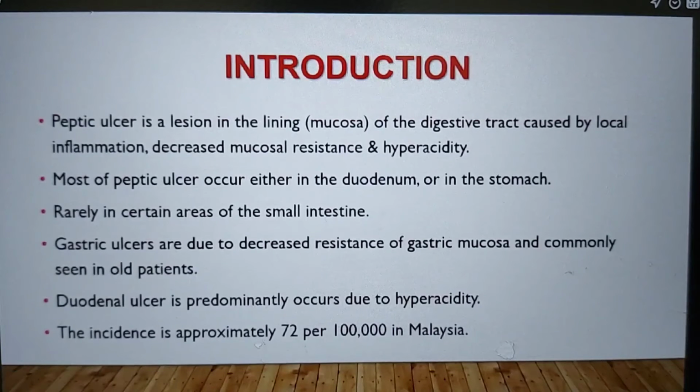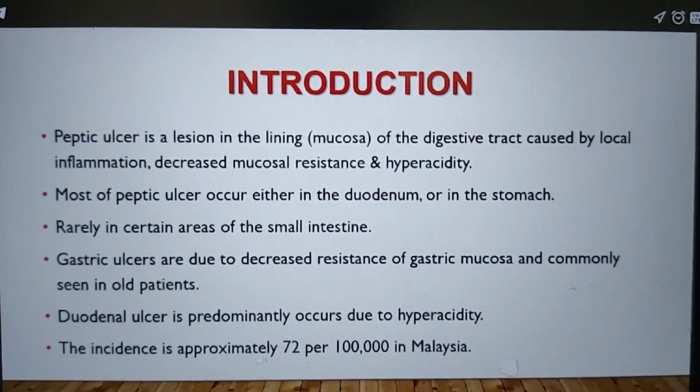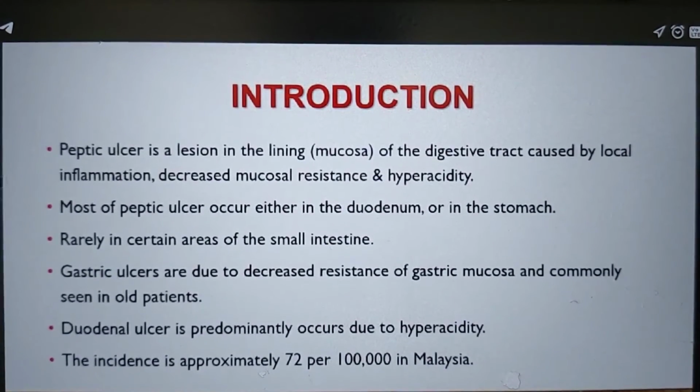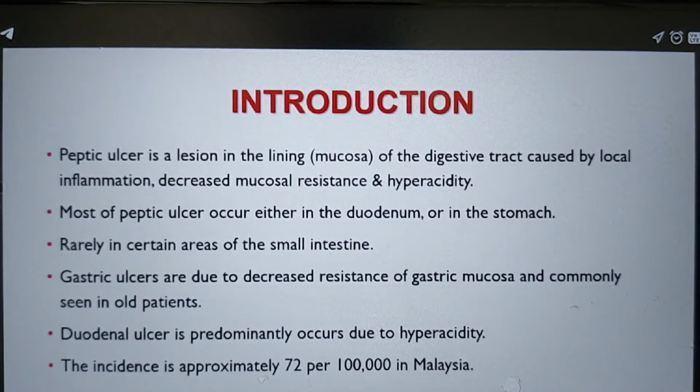And then erosion is when epithelial disruption happens without breach of the muscularis mucosa. So peptic ulcer is a lesion in the lining of the digestive tract caused by local inflammation, decreased mucosal resistance, and also hyperacidity. Most peptic ulcers occur either in the duodenum or in the stomach, and it is rarely in certain areas of the small intestine.